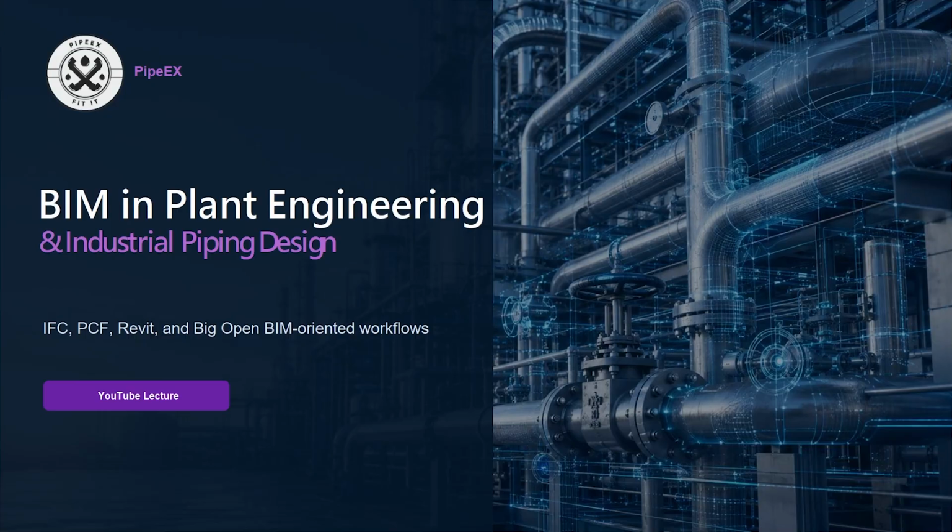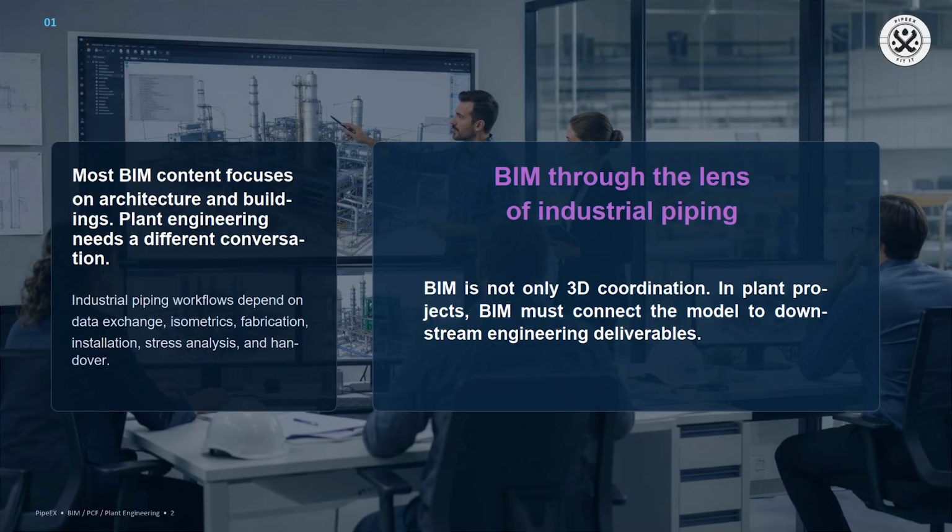In this video, we'll discuss an important topic, building information modeling in plant engineering and industrial piping design. When people hear the word BIM, they often think about buildings, architecture, structural design, MEP coordination, clash detection, and construction planning. But BIM is not only about buildings. In plant engineering, process piping, industrial facilities, and fabrication workflows, the same basic idea is becoming more and more important.